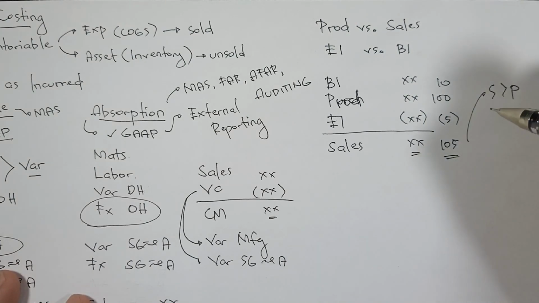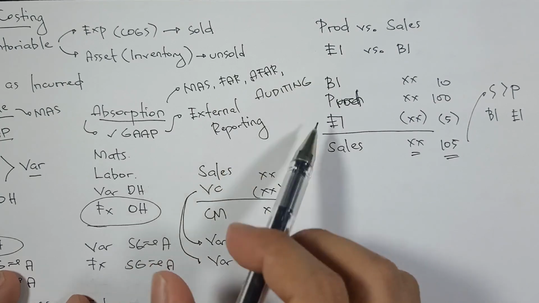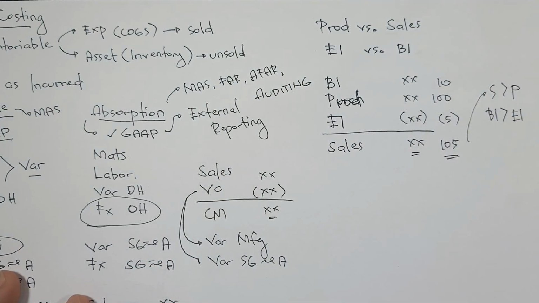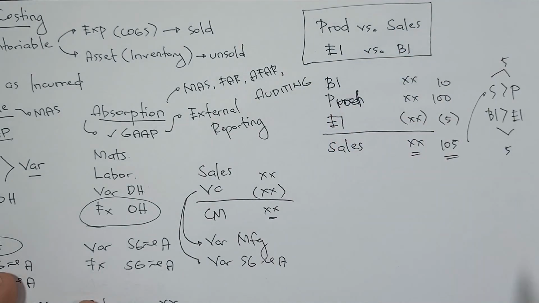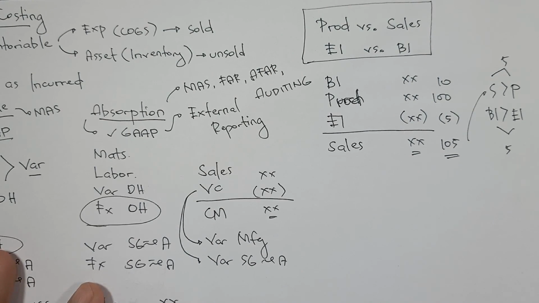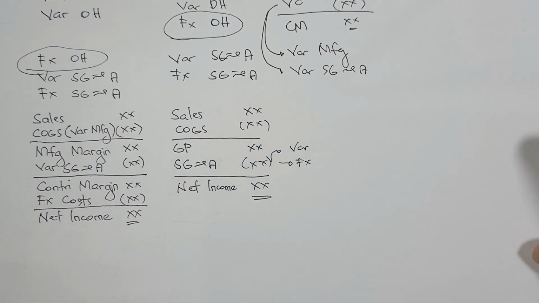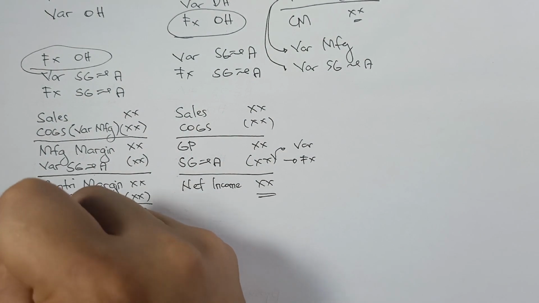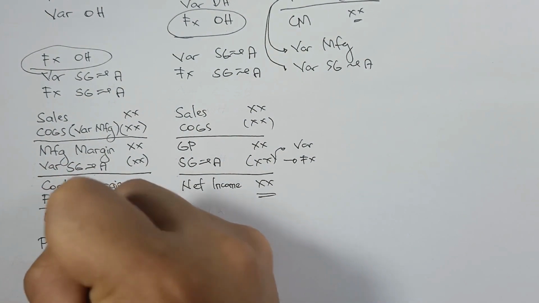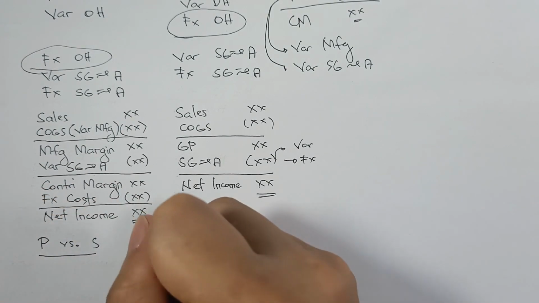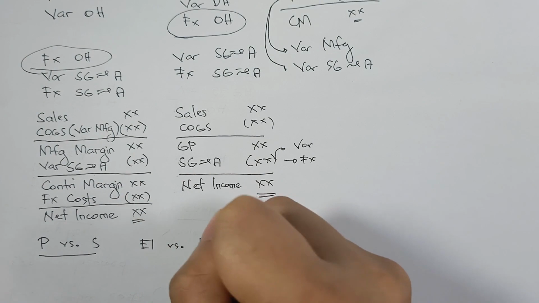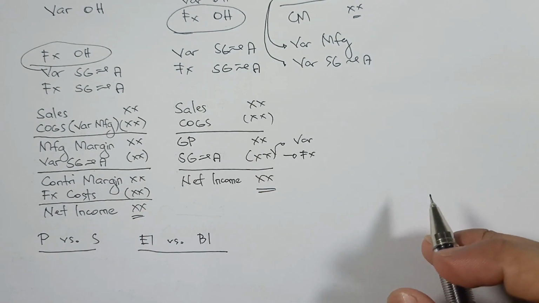And if you compare the beginning inventory and the ending inventory, what comes out is that the beginning inventory is bigger than the ending inventory. And the difference between these two and these two will be the same, and that is 5. So either of these two, you can use to know which has the bigger net income. Alright, so listen up. Here, once again, you need to compare production versus sales, or you can also compare the ending inventory versus the beginning inventory to know which is higher.